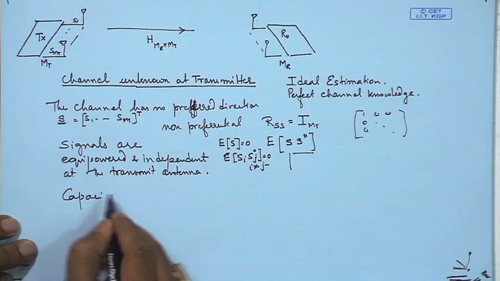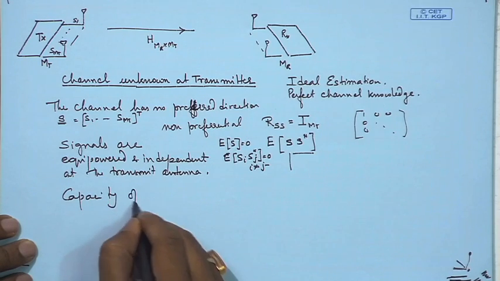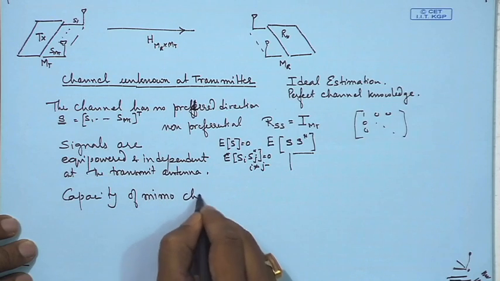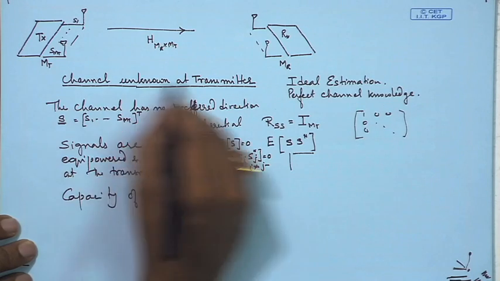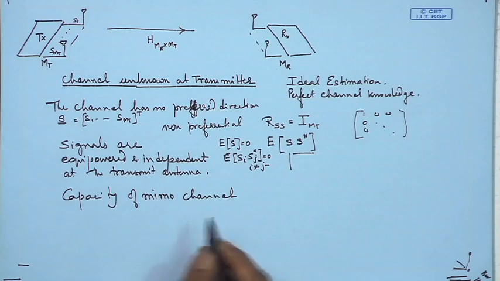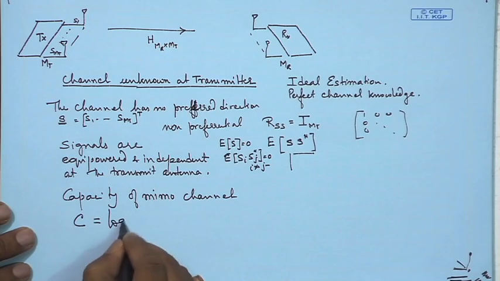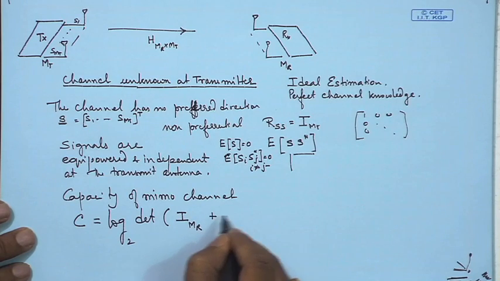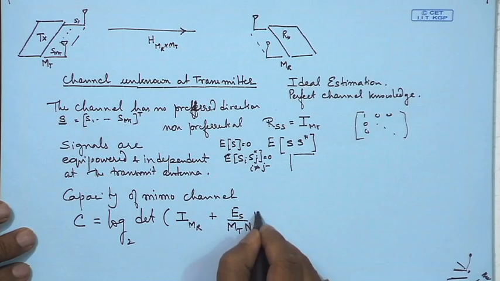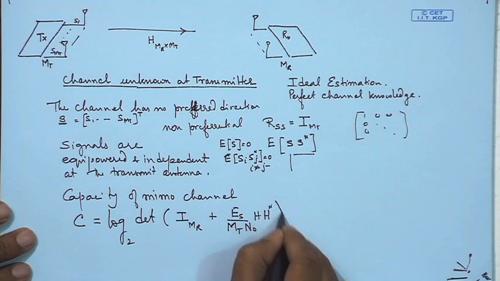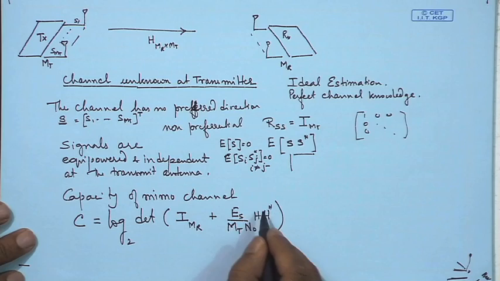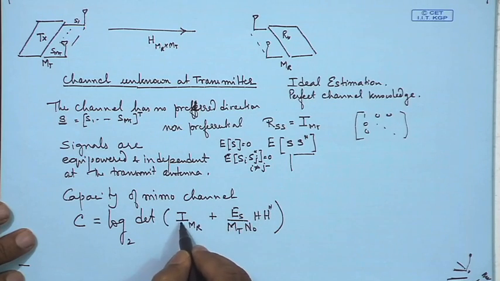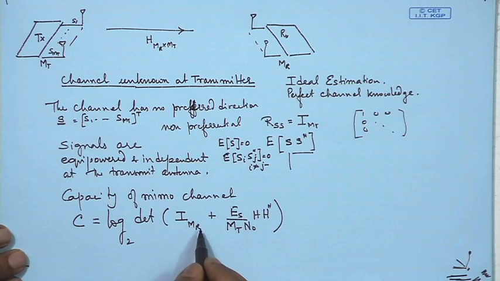So when we look at the expression of capacity, which we had done in the previous lecture, capacity of a MIMO channel, of course we are doing it in the case where channel knowledge is not available at the transmitter, we would write C is equal to log of the determinant of I MR plus Es upon MT N0 H H Hermitian. When we write a small h on top, it is the Hermitian and not the channel, so it is not H raised to the power of H. This expression we had derived in the previous lecture. Whatever things we do will be based on this particular expression.